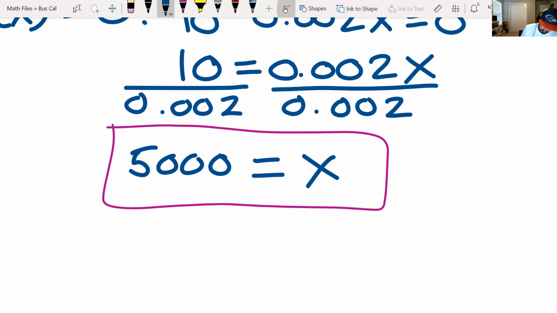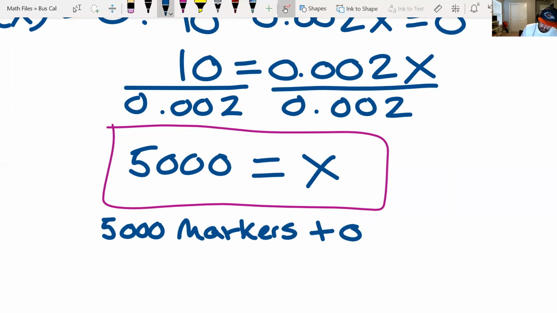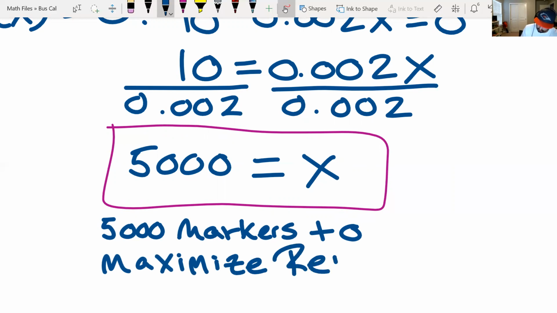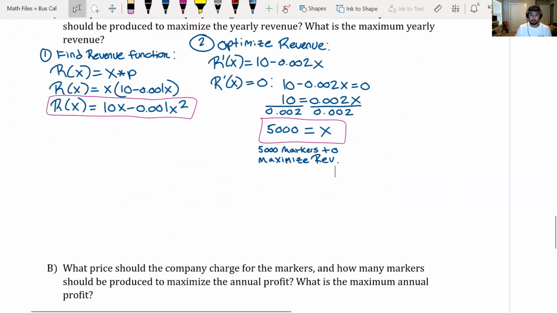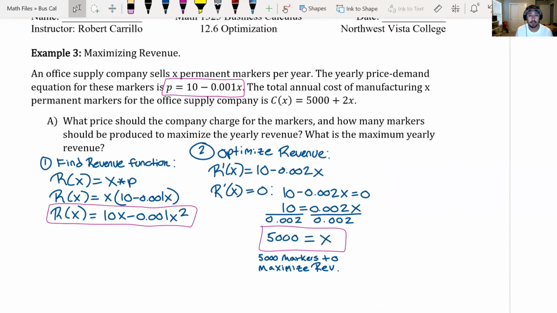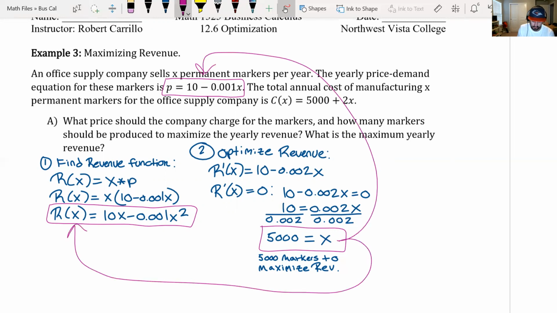So there's one of our answers: 5,000 markers to maximize revenue. Okay. So now here's where the work gets a little easier. Now we can finish the rest of the questions. It says, what price should we charge for the markers? And what is the maximum revenue? Take this 5,000, plug it into the price function, and then plug it into the revenue function. And those will be our answers.